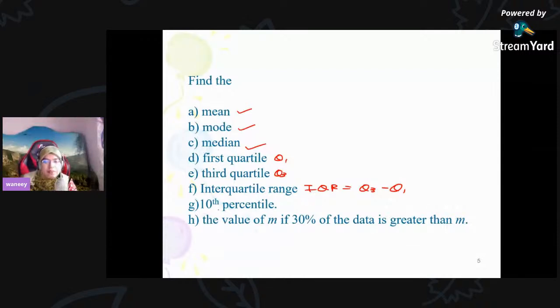And then the 10% should be 10. And then the value of M is such that 30% of the data is greater than M. Okay, so we have our total data over here. Let's say this is 100% of our data. M is somewhere over here, and it says that 30% of the data is greater than M. So this one over here is 30%. So 30% of the data is greater than M.